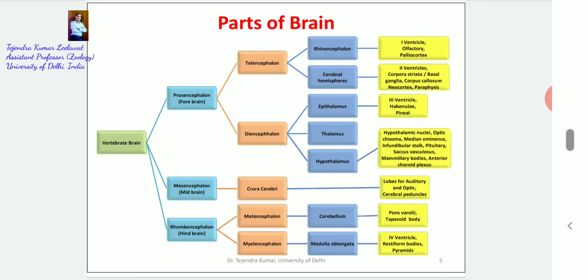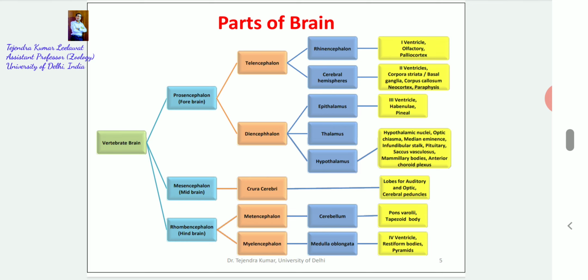Now mesencephalon has only one type of part, that is crura cerebri, and rhombencephalon is divided into two parts: metencephalon and myelencephalon. Metencephalon has the cerebellum, whereas myelencephalon has the medulla oblongata. Okay.